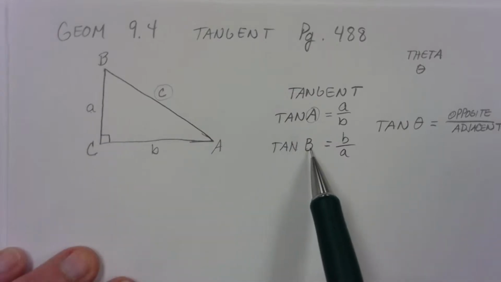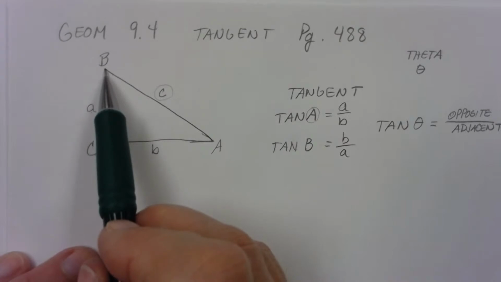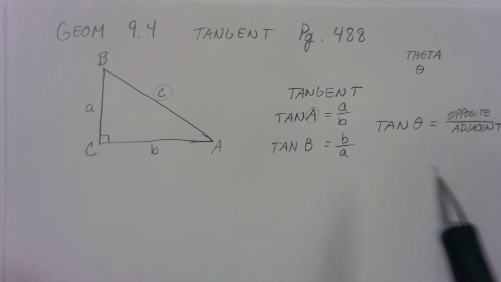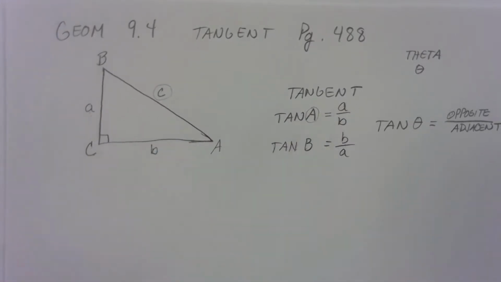Now, if you're doing the tangent of B, you need to get your eyeballs on B and then find its opposite, which is b, over the side adjacent to it, which is a. c is not in it. It's b over a. So these are reciprocals of each other.